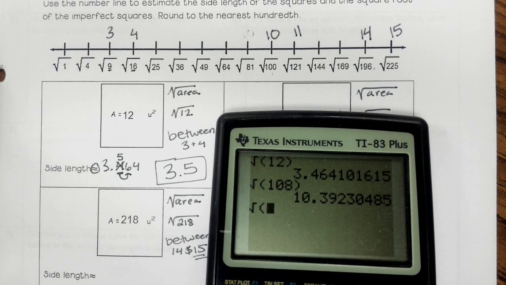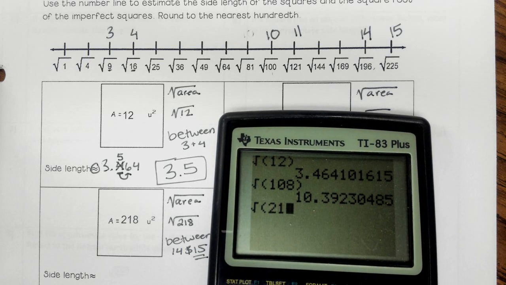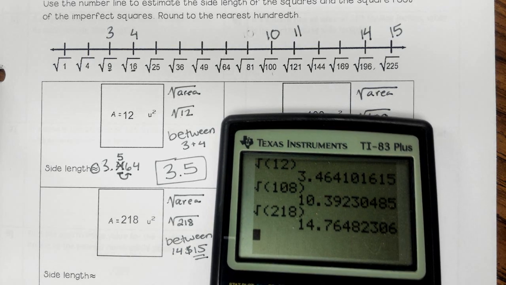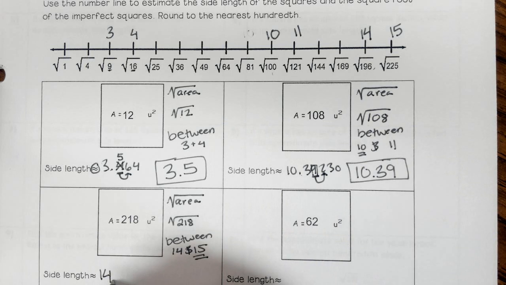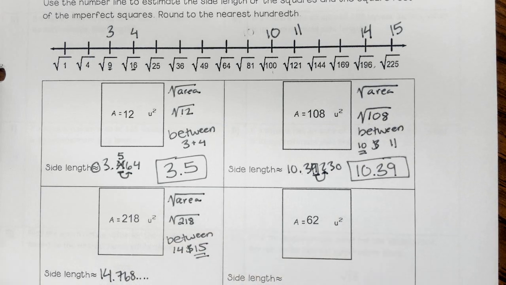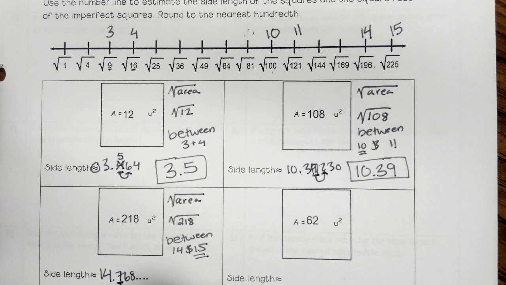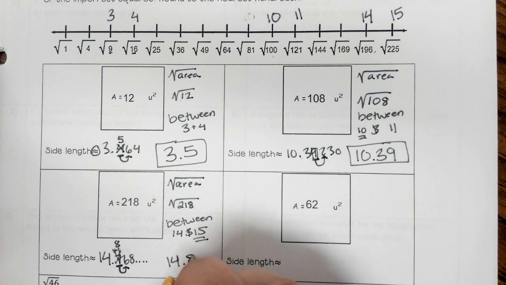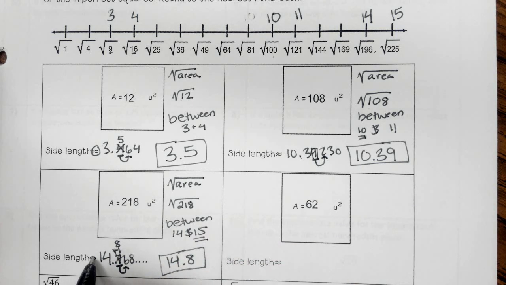Second x squared makes the square root symbol pop up. We want the square root of 218. Close it off. We get 14.7648, blah, blah, blah. 14.768, and that keeps going. Let's round to the nearest tenth. Tenth is the first spot, so we'll look at the number behind it. 6 is 5 or more, so we have to add 1 to the 7. Adding 1 to 7 makes that an 8. So this is going to be 14.8. The side length is almost equal to, or about, 14.8 in that square.